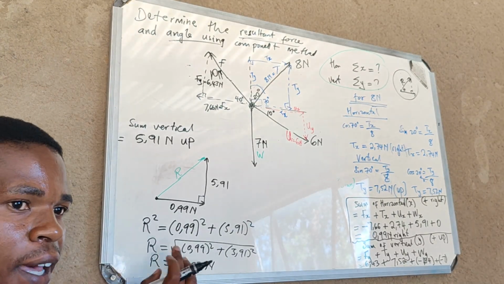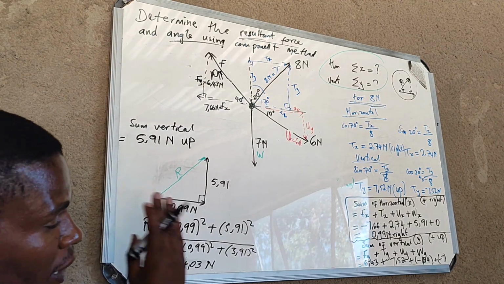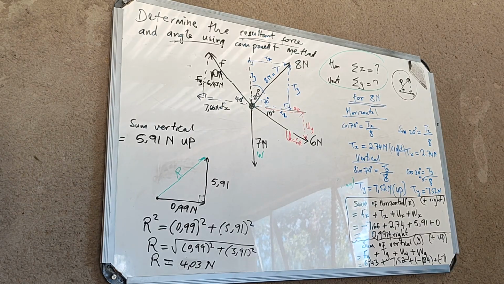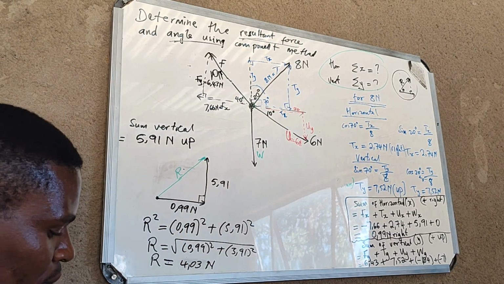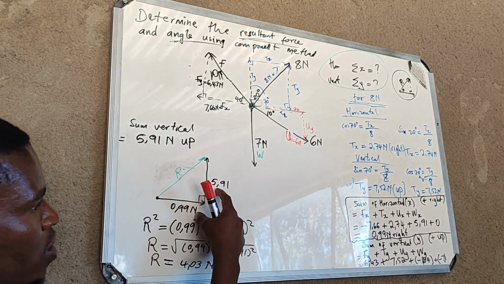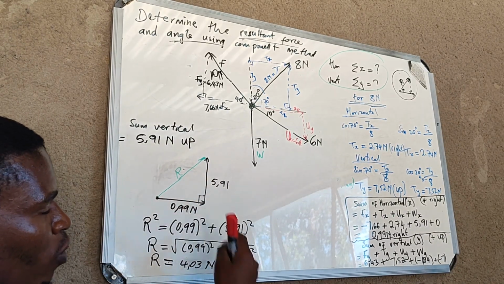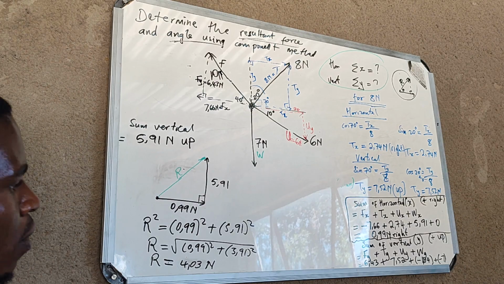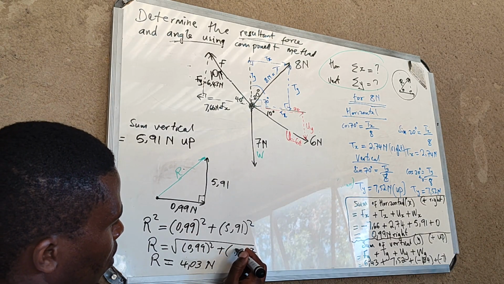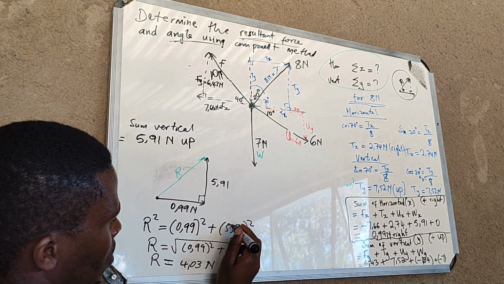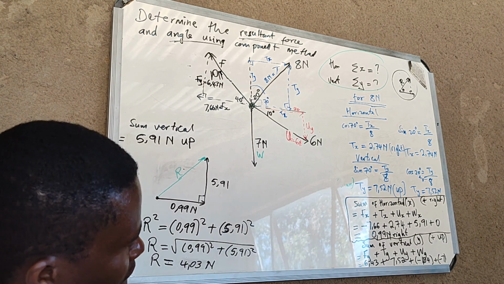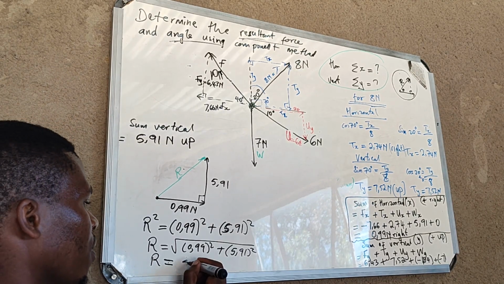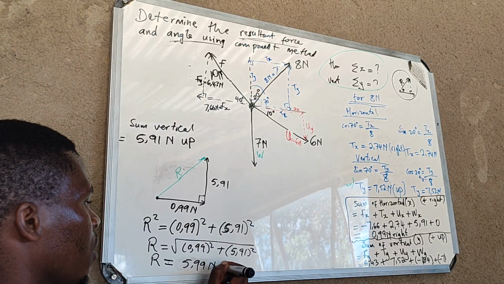But the question said this is the magnitude of the resultant. Then we need the direction, because our angle is also the direction. They said now they want the angle based on that. So we have the R, so we can calculate the angle. We have this. This is 5,99. Sorry for bad handwriting. What are you getting? 5,99 newtons.